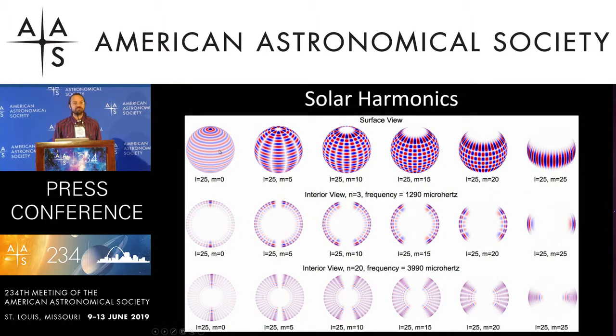On the top row, we have the surface view for L equals 25, starting from m equals 0 going across. You can see as m gets closer to L, the mode stays closer and closer to the equator. And down below, I have the same two values of n, 3 and 20. You can see that as you go up in frequency, or up in n for a given L, the mode goes deeper.